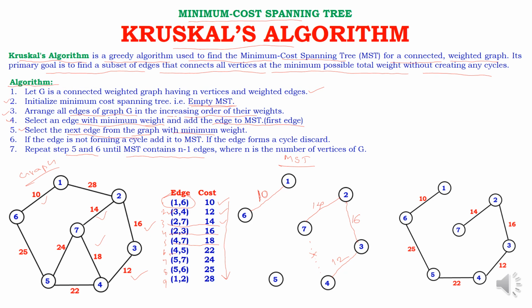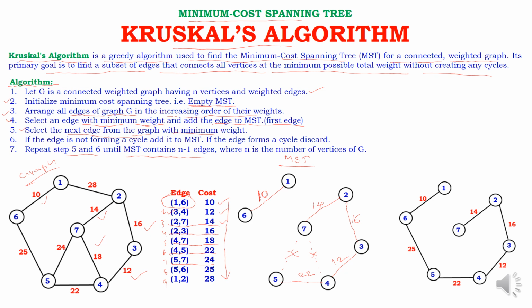The next edge is 4 5 with 22. If we add 4 5, it is not forming any cycle. The weight is 22. You can add it. Then the next edge is 5 7. If you add 5 7, it is forming a cycle. So you discard it. Don't add that.